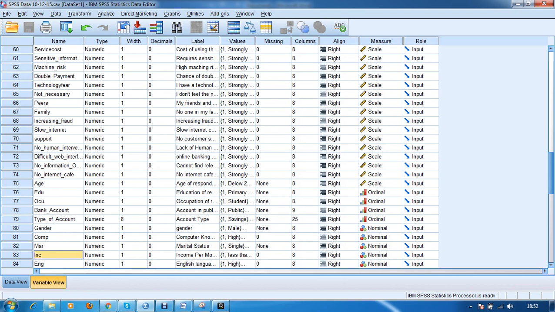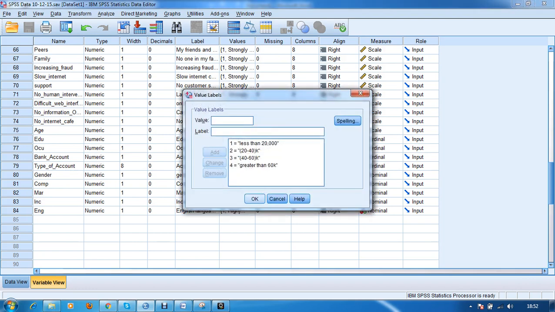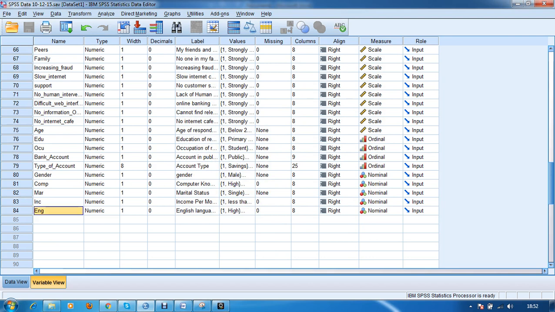Okay, the income of the respondents, I have segmented income into various groups which can be viewed in level values, where I have given here less than 20,000, 20 to 40k, 40 to 60k, and greater than 60k. Also, the last factor I have included is the level of English of the respondents, because most of the banks are providing technology based banking services in the English language.